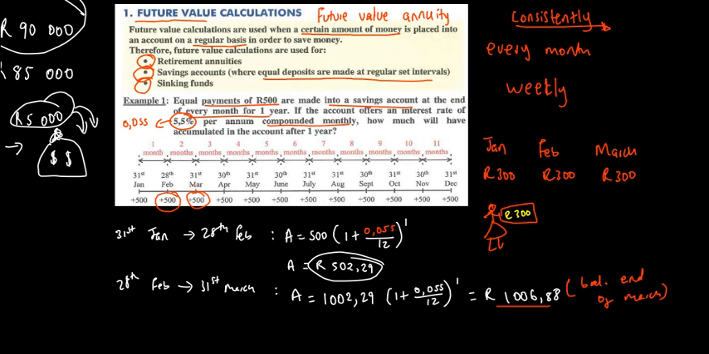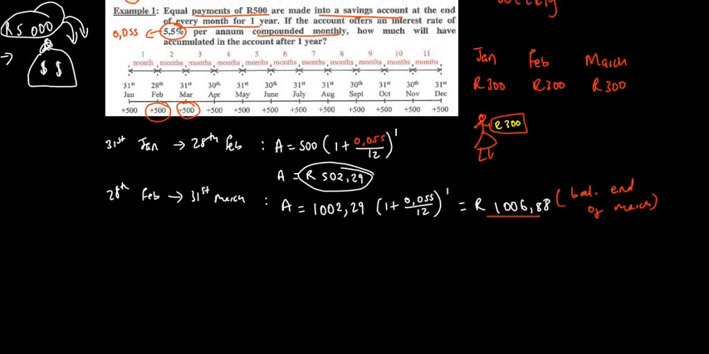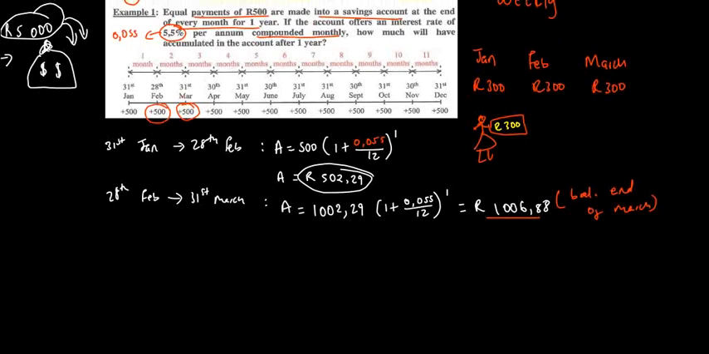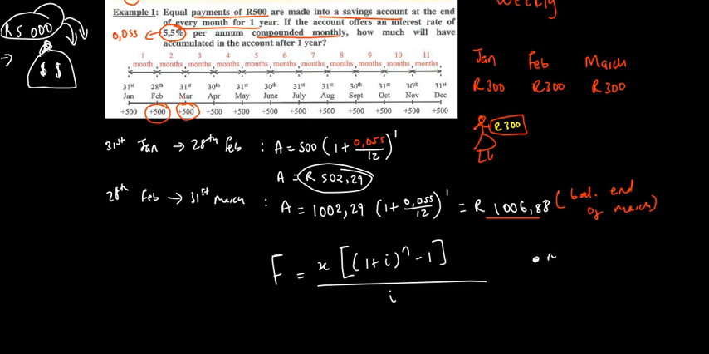Good people, imagine doing this until December. I think you can agree with me that it's very tiring, eh? So that is why we use the future value formula. That's why we use this formula here, because it's very tiring, good people. So you're going to say this one, I think it's minus 1, all divided by i. So you use this formula whereby there are regular payments. Remember, there are regular payments, or payments made on a regular basis.